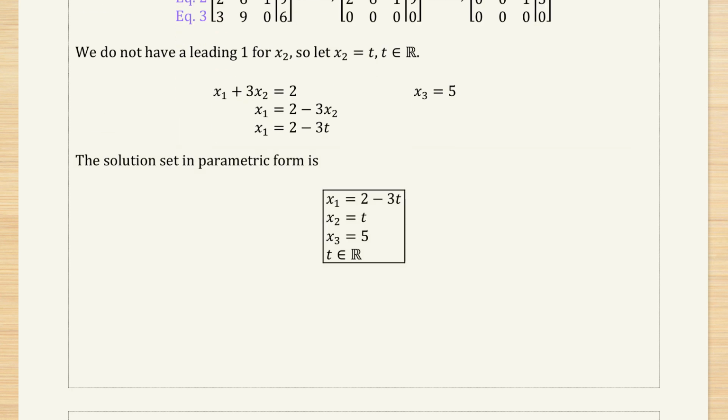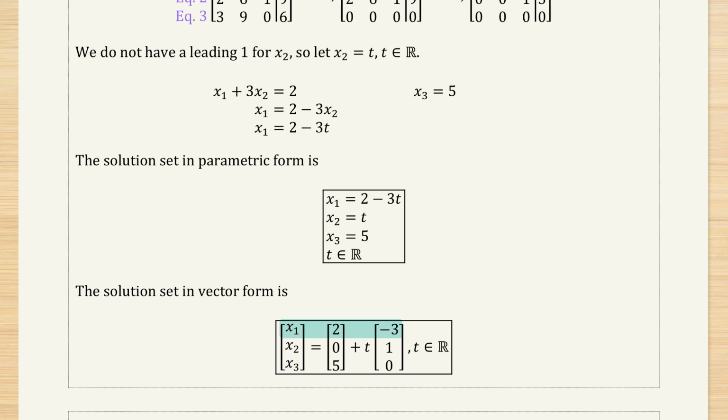The solution set looks like this in parametric form. In vector form, x1 has 2 minus 3t, so plus t and then negative 3 of that. x2 only has a t, so no constants and just 1t. x3 only has a constant, 5, and no t.